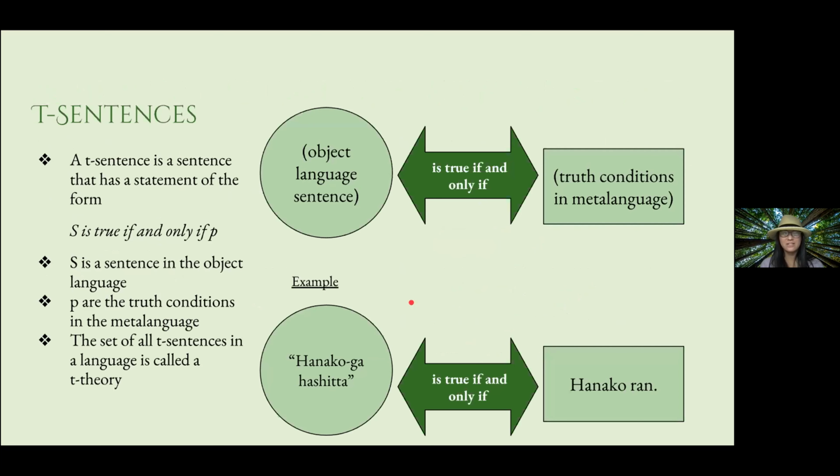Now we're going to talk about T sentences. T sentences are how we're going to describe when sentences are true. They take the form "S is true if and only if P," where S is in the object language and P is the truth conditions in the metalanguage. When we collect all of the T sentences of a language together, we call it a T theory. Here's an example. I apologize in advance for my bad Japanese pronunciation. This example comes from my class: "Hanako ga hashita" is true if and only if Hanako ran.